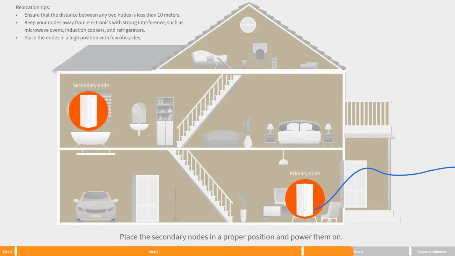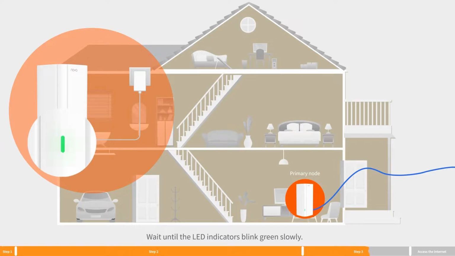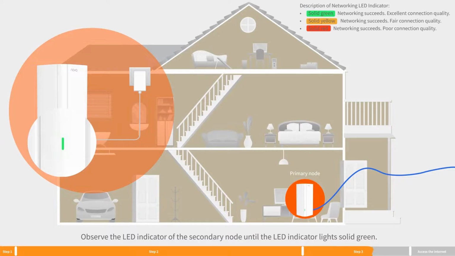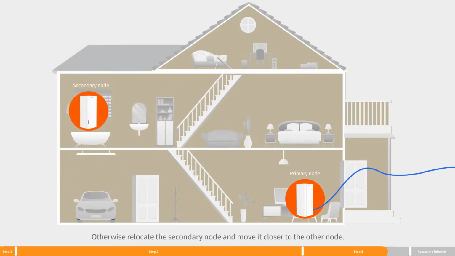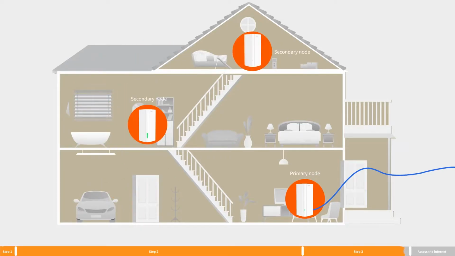Place the secondary nodes in a proper position and power them on. Wait until the LED indicators blink green slowly. Observe the LED indicator of the secondary node until the LED indicator lights solid green. Otherwise, relocate the secondary node and move it closer to the other node. Settings completed.